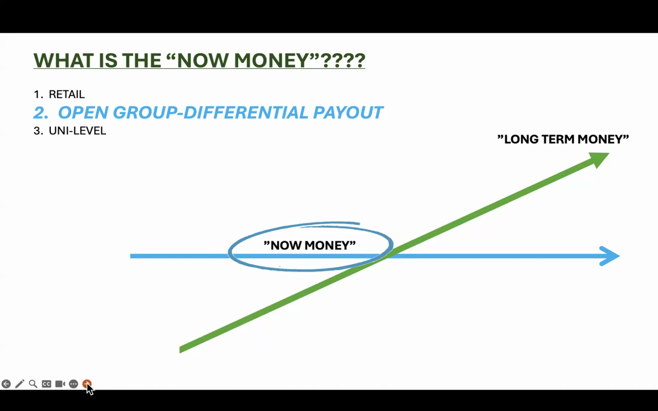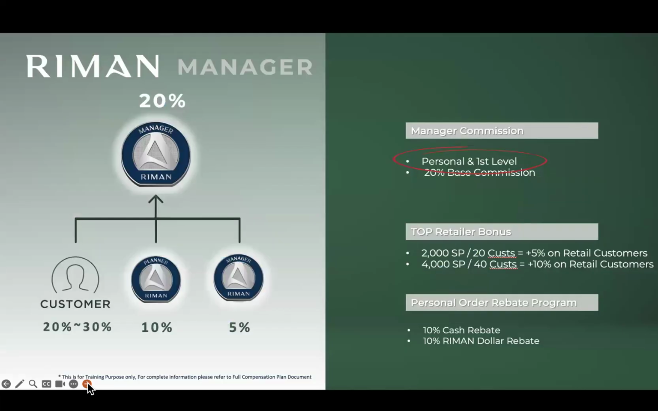So this is called open group, right? What I like to also call this is a differential payout. What a differential payout really is, this is where you start recruiting business partners and bringing people in to expand your distribution channel, right? So you're getting paid handsomely and nicely to build a distribution channel of a team, right? So let's take a look at manager.